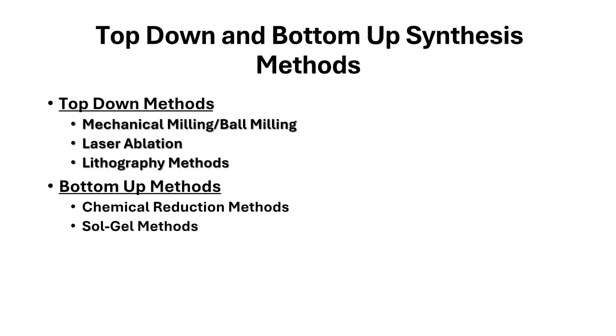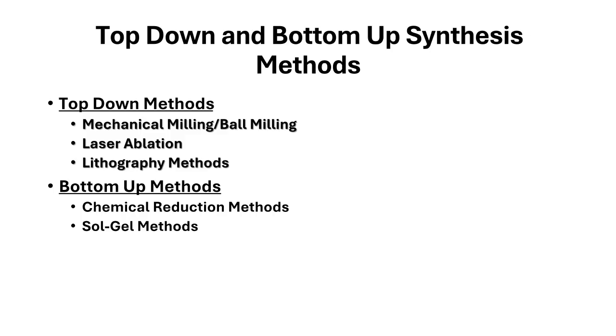The two major types of nanoparticle synthesis methods are top-down methods and bottom-up methods. A few examples of top-down methods include mechanical milling, which is also referred to as ball milling, the process of laser ablation, and different lithography methods such as photolithography and electron beam lithography. In the case of bottom-up methods, the most common methods are chemical reduction methods and sol-gel synthesis methods.